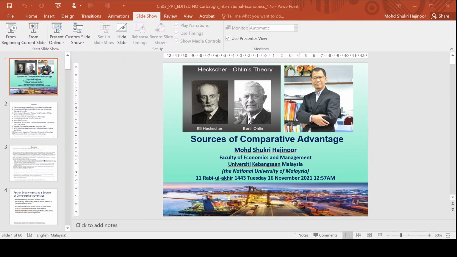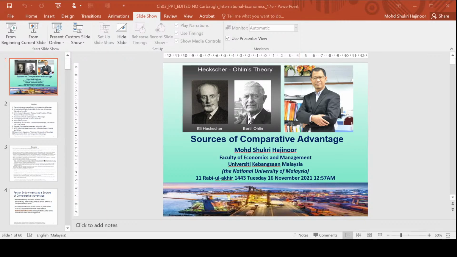Second one, Linder hypothesis: overlapping demand has become the basis for trade. Rich countries tend to trade with rich countries because of similarities in income and therefore taste. Number 3, intra-industry trade. Within the same industry, in homogeneous products, location has become the basis, whereas in non-homogeneous, differentiated products, intra-industry trade becomes the basis for trade. We will go over this in our lecture below.